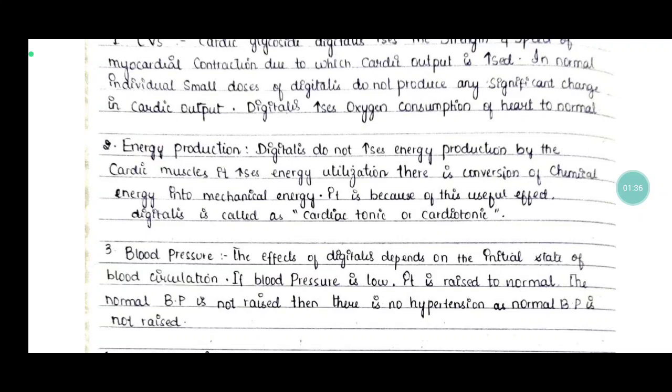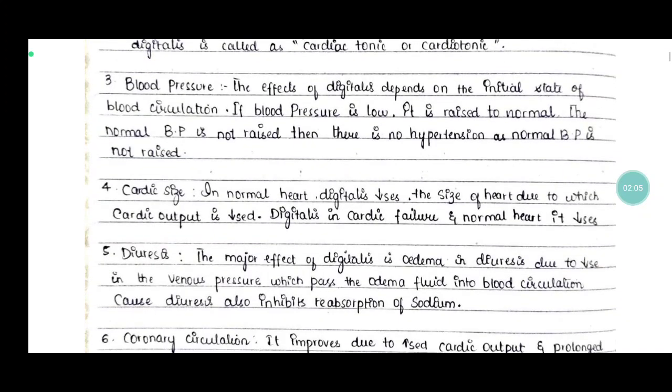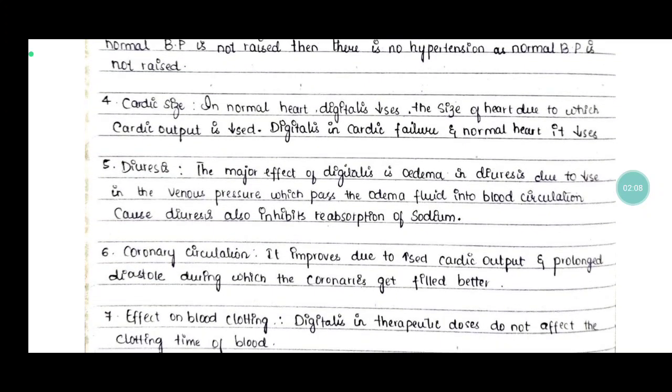Because of this effect, digitalis is also known as a cardiotonic or cardiac tonic. The third pharmacological action is on blood pressure. This is the most important. The effect of digitalis depends upon the initial state of the blood circulation. If the blood pressure is low, it is raised to normal. If the BP is normal, it is not raised, so there will be no hypertension. The fourth one is cardiac size. In a normal heart, digitalis decreases the size of the heart, due to which the cardiac output will be decreased.